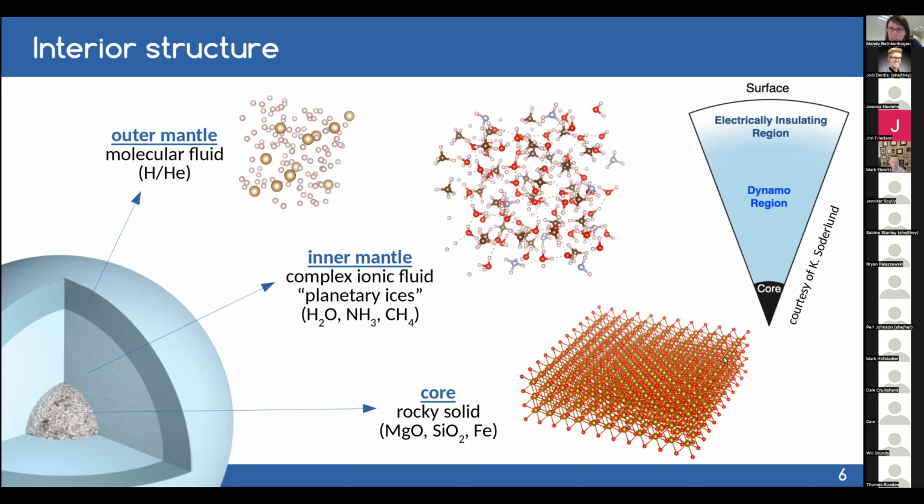And here on the right, I'm just showing a schematic Christa Soderlund kindly gave me once. So basically, we want to know in which region in the planet the dynamo is actually formed. And as you can see here on the right, it's strongly believed that this is done in the deep interior. So the layer we're really mostly interested in is this inner mantle, which is full of this water, ammonia, methane mixture.